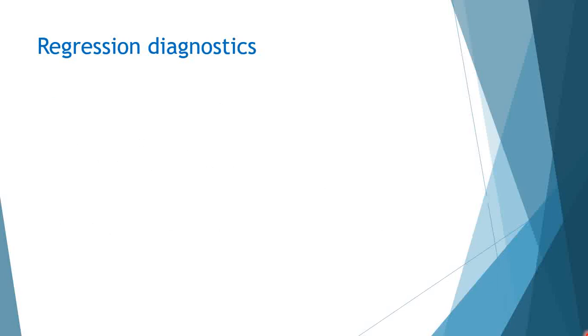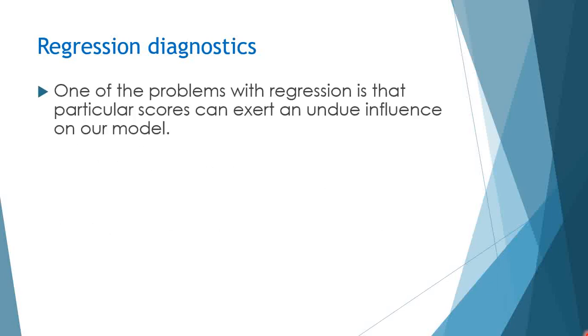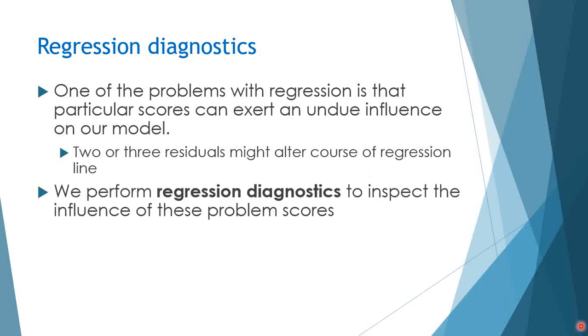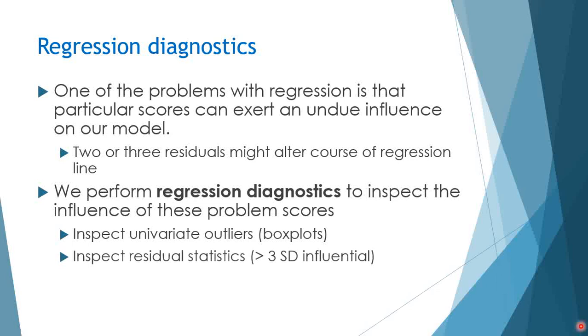Alright, so now on to the topic of regression diagnostics, which you'll be doing in the tutes. One of the problems with regression is that a particular score or two can exert an undue influence on our model. So two or perhaps three residuals might alter the course of the regression line, either making it steeper or making it shallower. So we perform regression diagnostics to inspect the influence of these problem scores. So we can inspect the univariate outliers, so looking at box plots. We can inspect the residual statistics. You can actually save them in SPSS. Looking for anything greater than 3 standard deviations, either above or below the regression line.